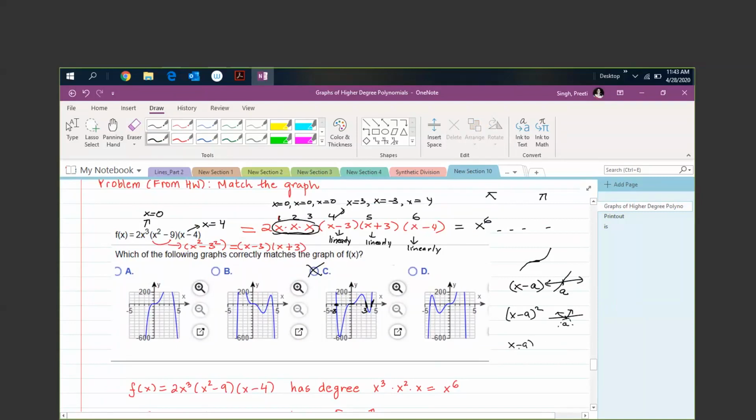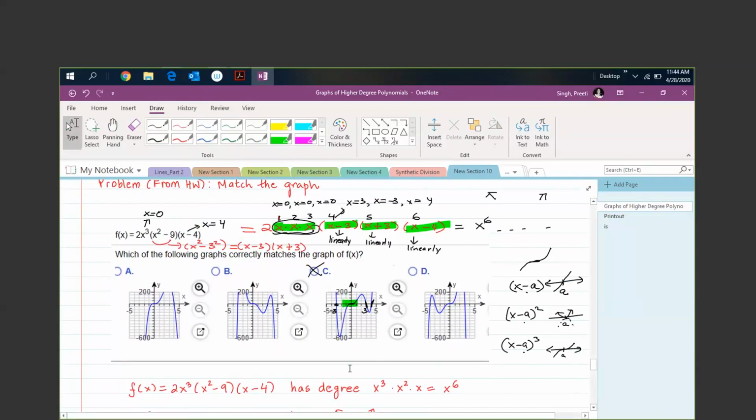Now, if it is x minus a cubed, the function is going to cross at a like a cubic function, like this. It depends on whether a is occurring thrice, twice, or once. For example, in this problem, 4 is occurring once, -3 is occurring once, 3 is occurring once, but 0 is occurring thrice. So that's why at this point, the function is crossing your x-axis like a cubic function.